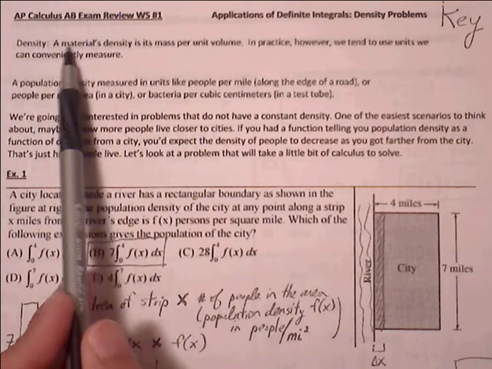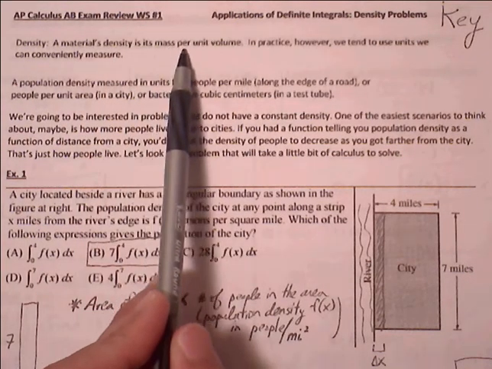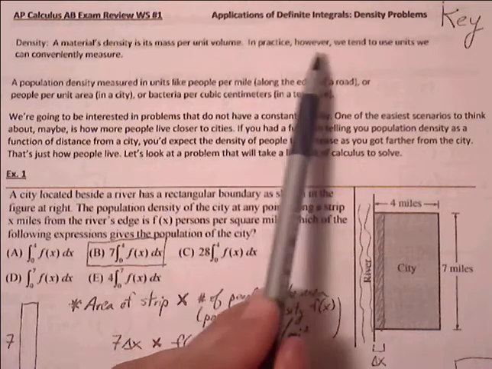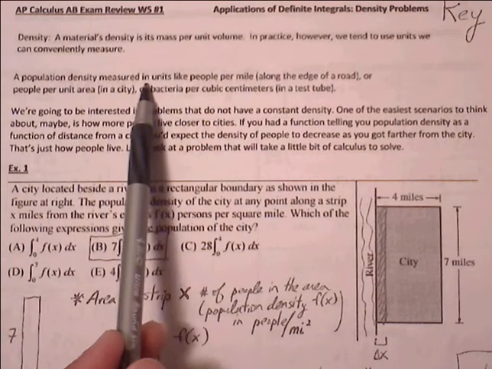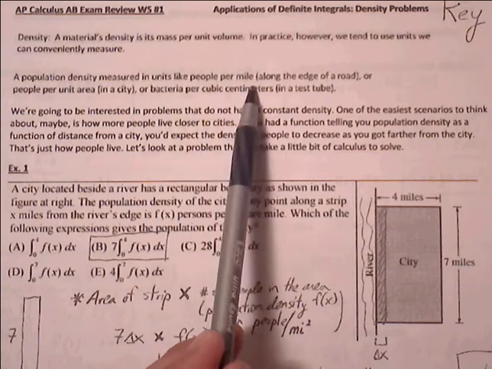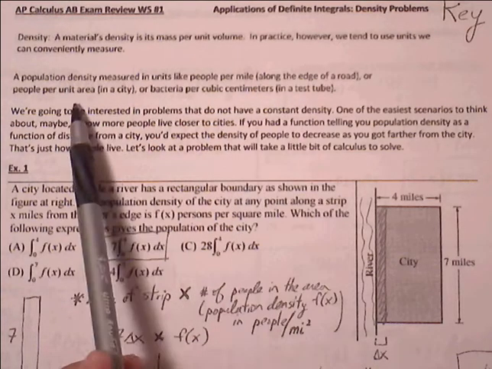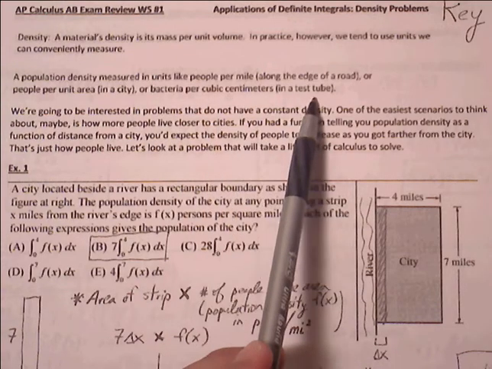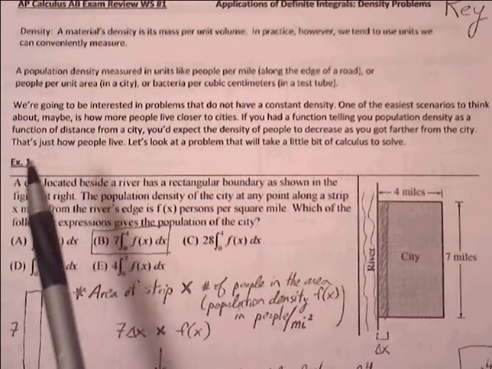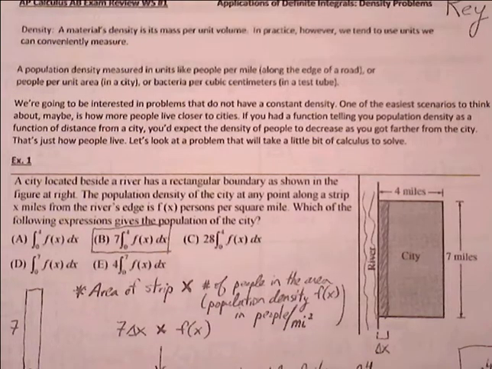Density, first off: a material's density is its mass per unit volume. In practice, we tend to use units we can conveniently measure. Population density is measured in units like people per mile along the edge of a road, or people per unit area in a city, or bacteria per cubic centimeter in a test tube. These are the popular problem sets that we've seen.